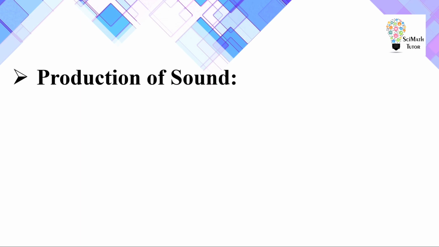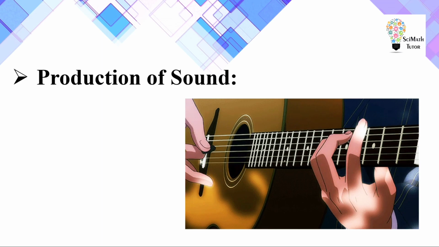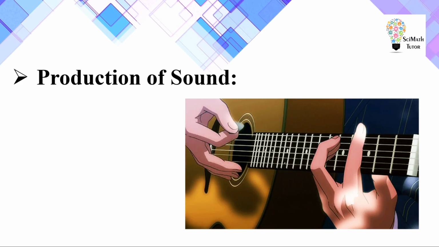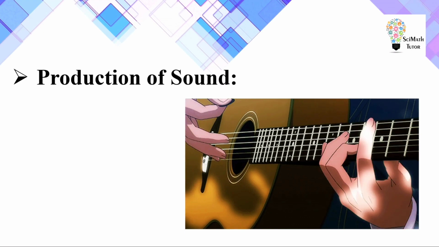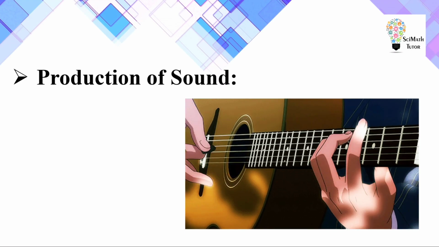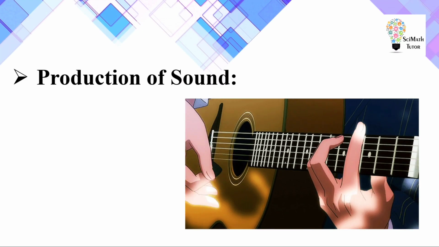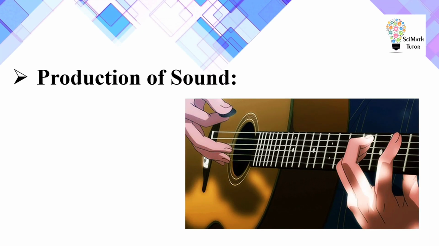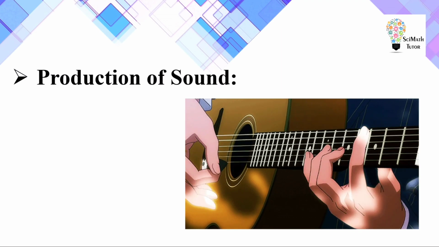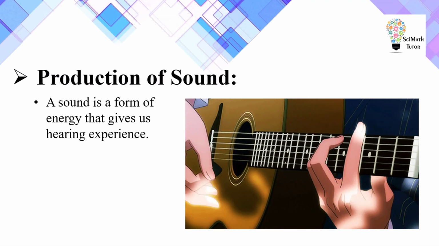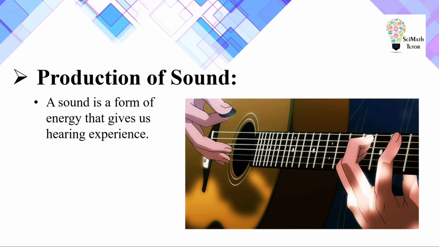Let's begin with our module, production of sound, where words cannot be heard, music speaks. Music and sound are part of our everyday life. A sound is a form of energy that gives us a hearing experience. We see objects around us with the help of eyes by detecting light from objects. In the same way, ears are used to detect sound. The sound is produced by the vibration of objects and is propagated through a medium from one location to another.